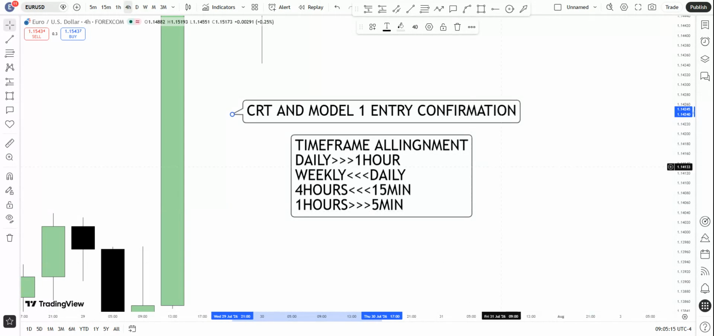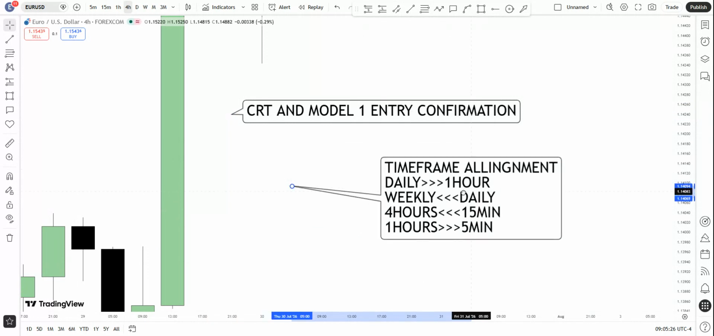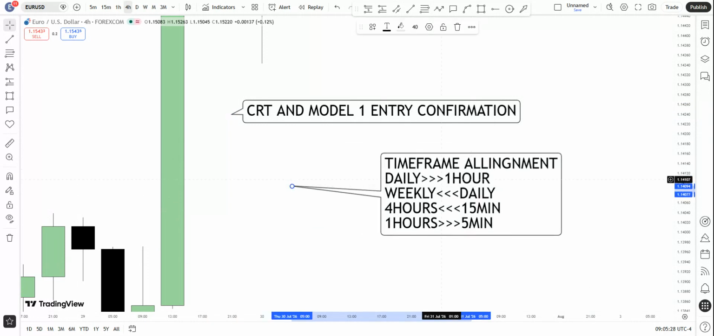What is our topic today? From the previous episode, I taught you guys about CRT and how to spot CRT, and also we touched on different types of CRT. So today I'm going to be teaching you guys on CRT and the Model 1 entry confirmation. So this is a particular system that I used to trade up until now, and this entry confirmation is simply known as the Model 1.